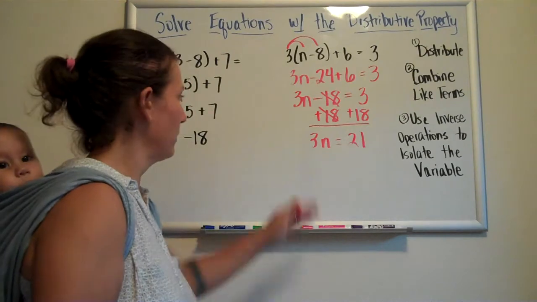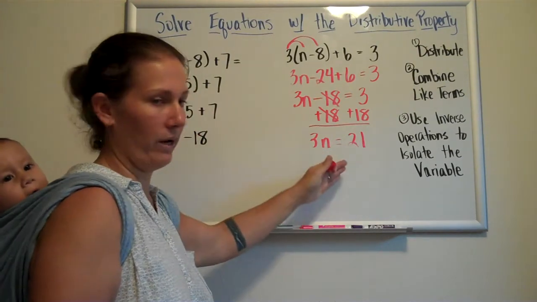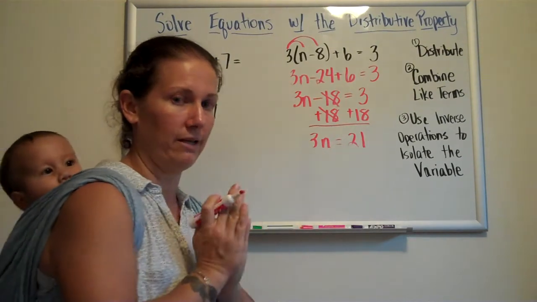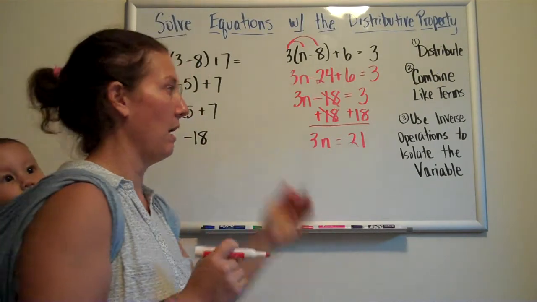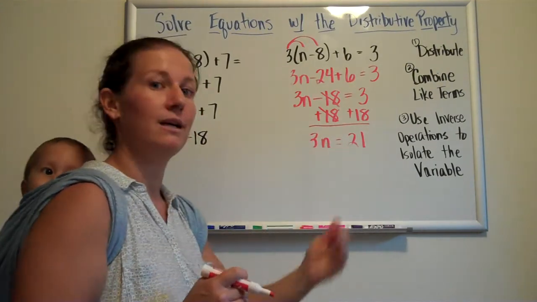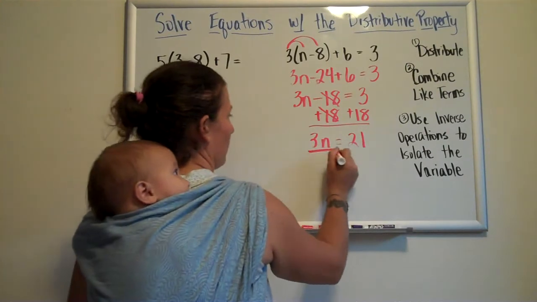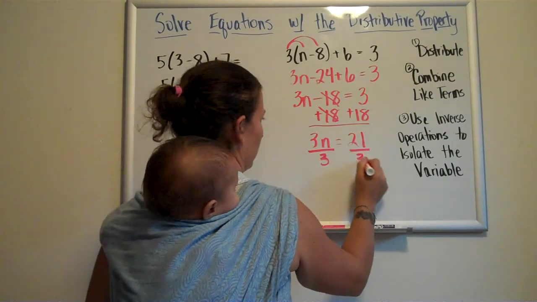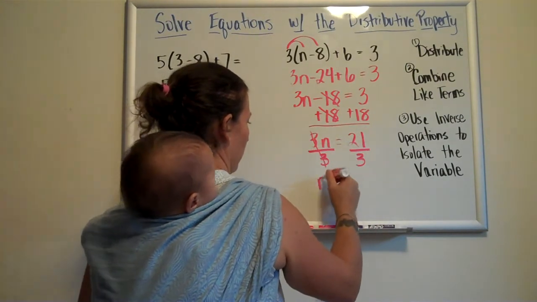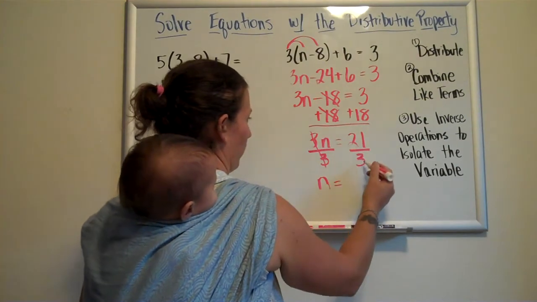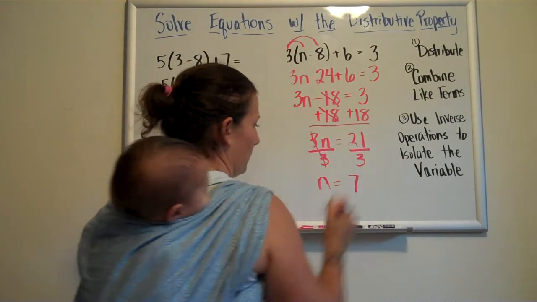The last thing I want to do is get my 3 away from the n. So when they're jammed together like that, again, it means multiply. So the opposite of multiply 3 times n is to divide. So we want to divide both sides by 3, and these will cancel, and my final answer will be 21 divided by 3, which is 7.